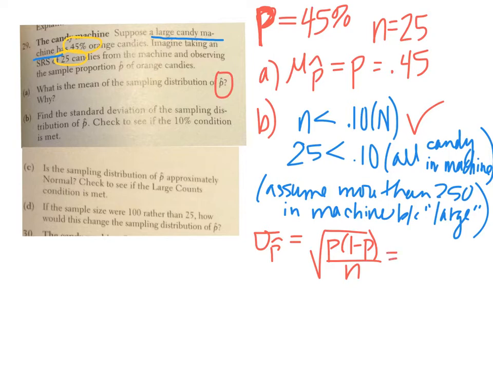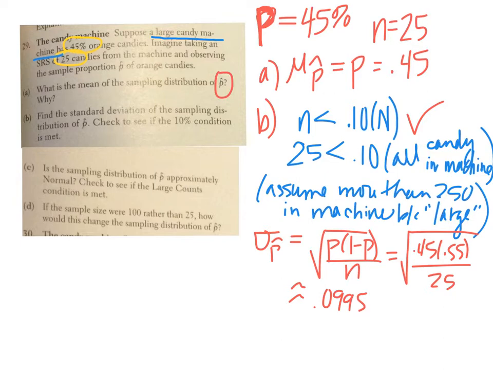So if I just write down this formula from the formula sheet, this is the square root of 0.45 times 0.55 over 25. We get 0.0995. So that is the standard deviation. And that is a proportion, so it doesn't have units.